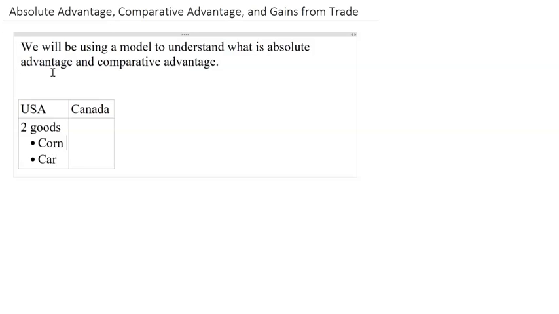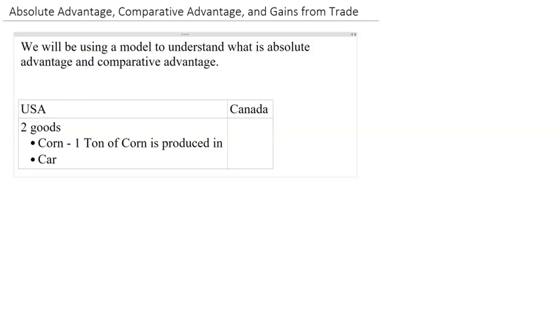Now, to produce corn, we need a technology or something to know how much corn the US can produce using the given resources. So let's say that in the US, 1 ton of corn is produced in 20 hours. And to make one car, the US needs 100 hours. So one car is produced in 100 hours.